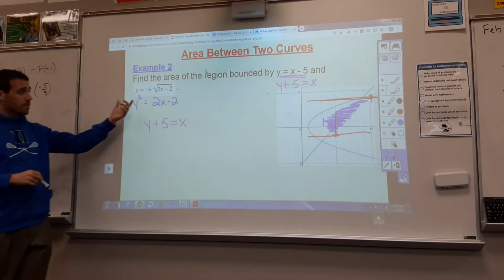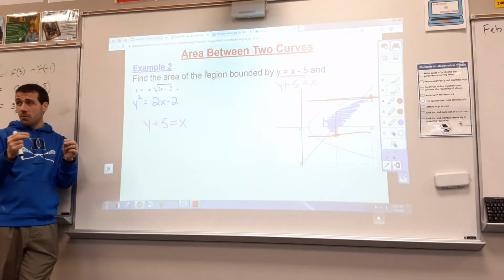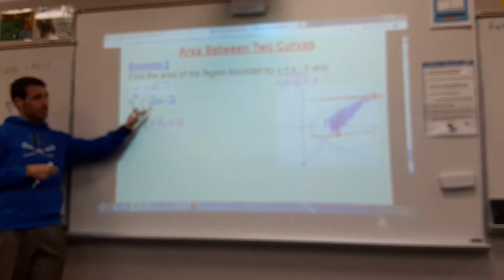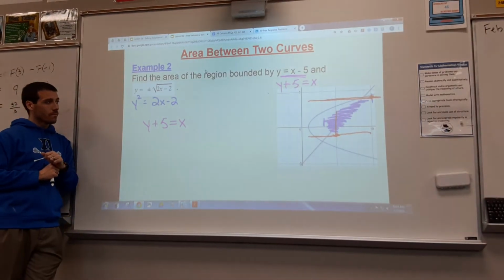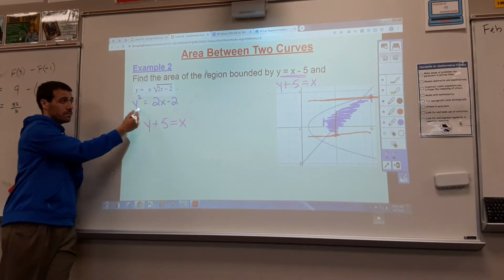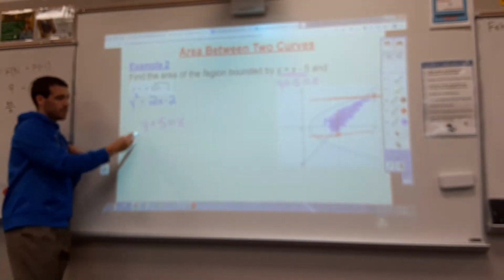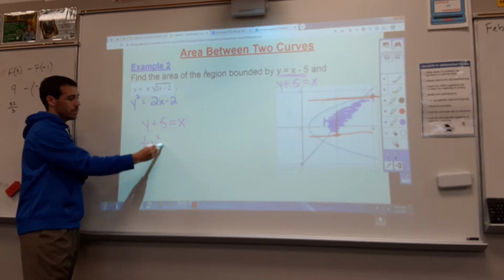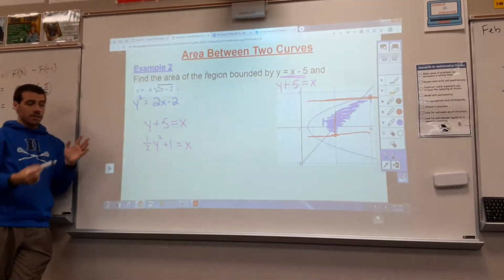And so if I was going to write this one in terms of y, if we say in terms of y, are we good that that means solve it for x? Yeah. All right. So in this case, I want to solve this one for x. So I would add the 2 and then divide by 2. So in this case, you would have 1/2 y squared plus 1 equals x.